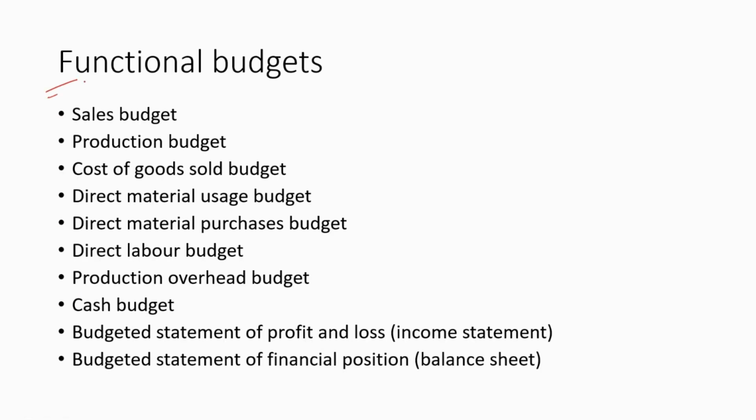These are the most common functional budgets within an organization: sales budget, production budget, cost of goods sold budget, direct material usage budget, direct material purchases budget, direct labor budget, production overhead budget, cash budget, budgeted statement of profit and loss. This is also known as the income statement. Budgeted statement of financial position. This is also known as the balance sheet. There can be other functional budgets as well.